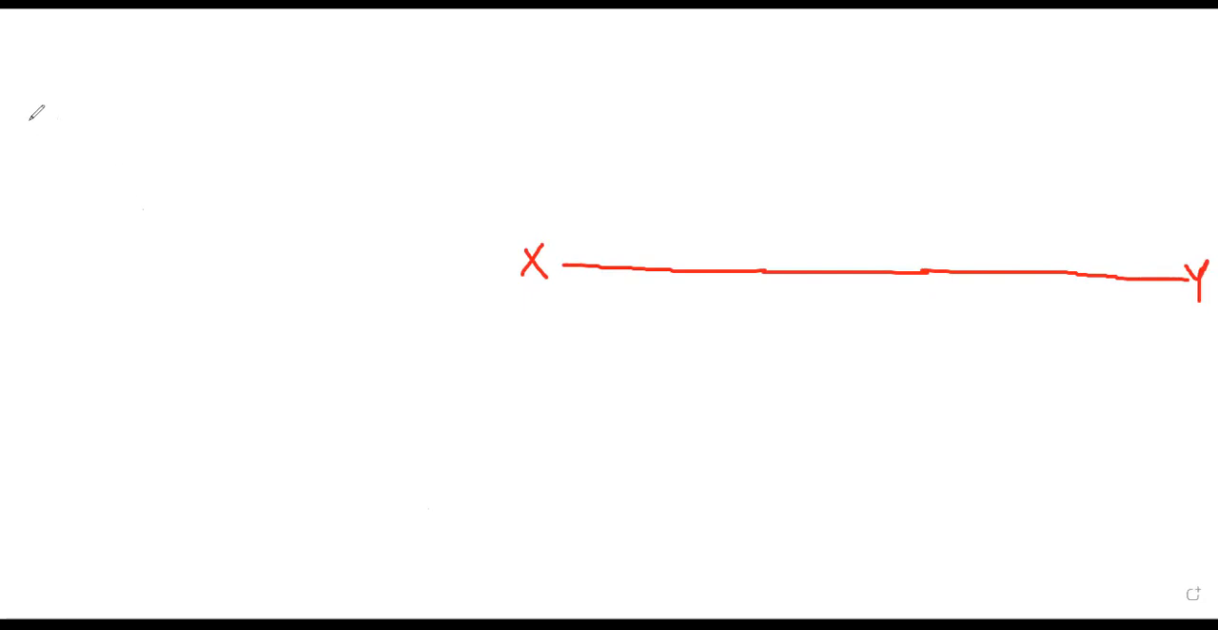Okay, Mirza, tell me question number three, point S is. Point S is in VP and 30 mm above HP. Okay.